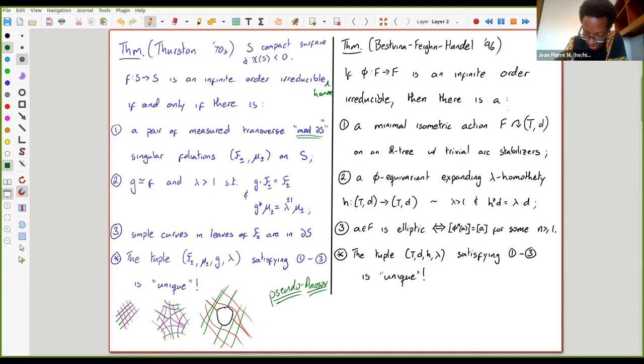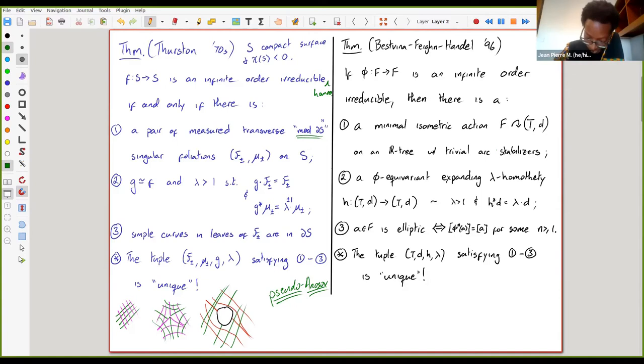So I'll have an isometric action on an R tree with trivial arc stabilizers. This third condition means if you have a non-trivial element that fixes a point, it fixes a unique point. And that's a nice property because usually you end up having point stabilizers being malnormal. So you can talk about relative hyperbolic structures if that's what you're interested in.